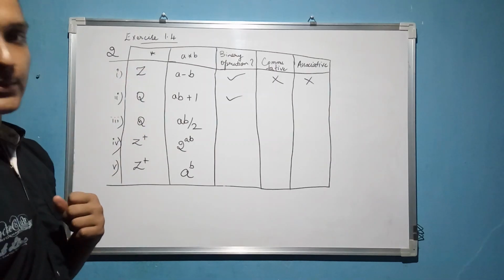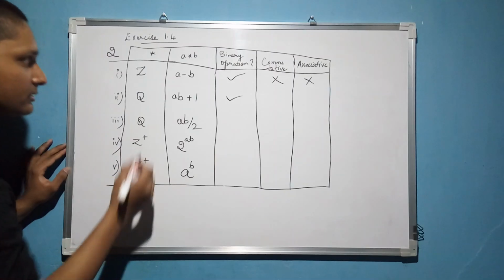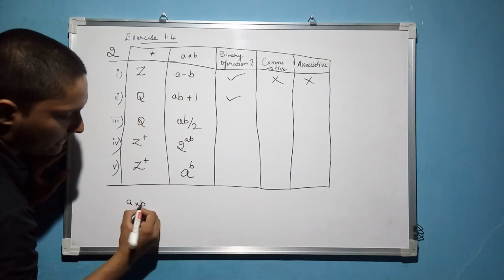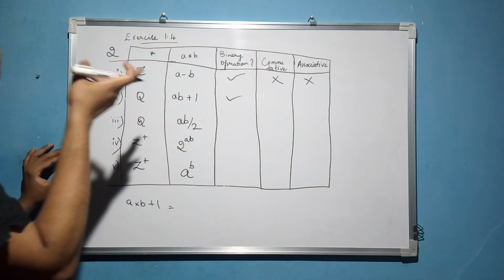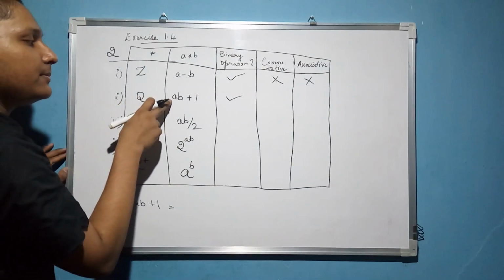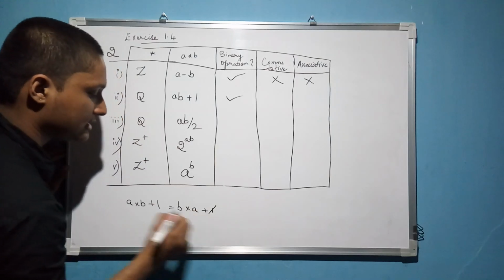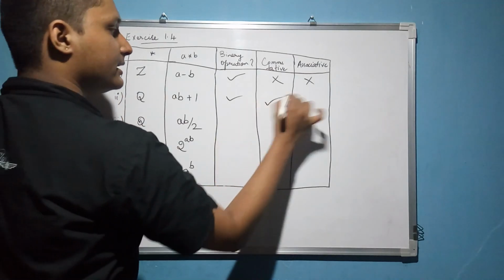Now we go to the commutative property. For the commutative property, A star B is equal to AB plus 1. A star B is equal to A into B plus 1. Then what is the right hand side? That is B star A. B star A is B into A plus 1. 1 is common, A into B, A into B. This is equal, right? Therefore it is commutative.